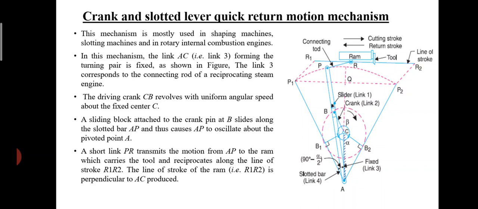A sliding block attached to the crank pin at B slides along the slotted bar AP and thus causes AP to oscillate about the pivoted point A. Short link PR transmits the motion from AP to the ram, which carries the tool and reciprocates along the line of stroke R1 R2. The line of stroke of the ram, R1 R2, is perpendicular to AC produced.